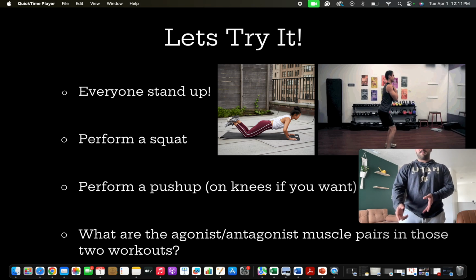For another example, what if I was doing a glute bridge, which I won't do because my camera's not going to face the ground. But what if I did a glute bridge? What would be the muscle contracting? I would say it would be the glutes, right? That's the agonist. The antagonists are your quadriceps because they're relaxing, but they're also working together in order to achieve that exercise.